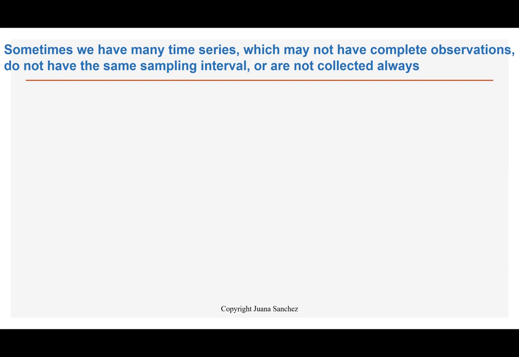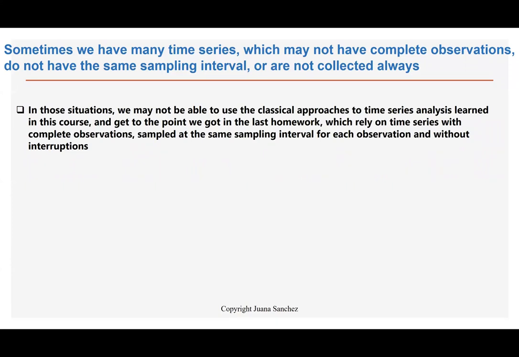So you don't have the conditions that we have had until now, that I imposed and that are actually prevalent in many time series. Particularly government time series and business time series tend to be very complete and very uniform. But as we use the internet, as we use sensors to collect data, and we rely more on machines for data, machines break, and we have worse conditions for our time series. So what happens in those situations? Well, we may not be able to use the classical approaches to time series learned so far. And we might not get to the point that we got in the last homework, which relied on time series with complete observations, sampled at the same sampling interval, and without interruptions.